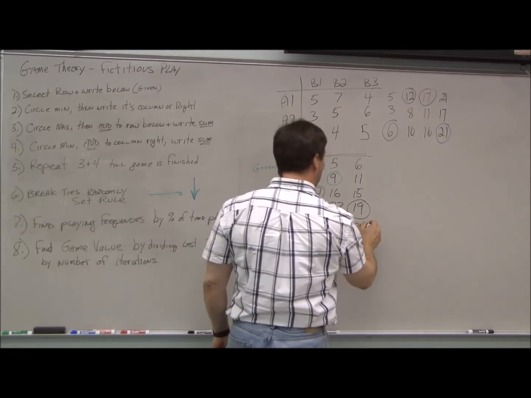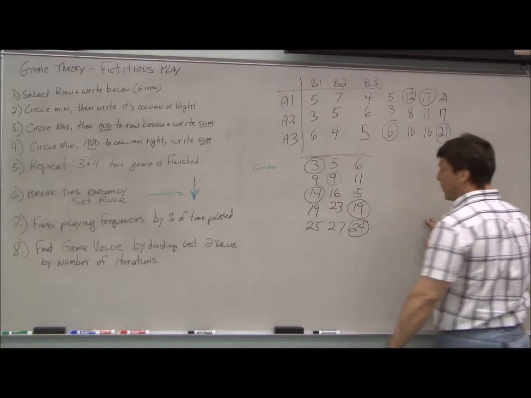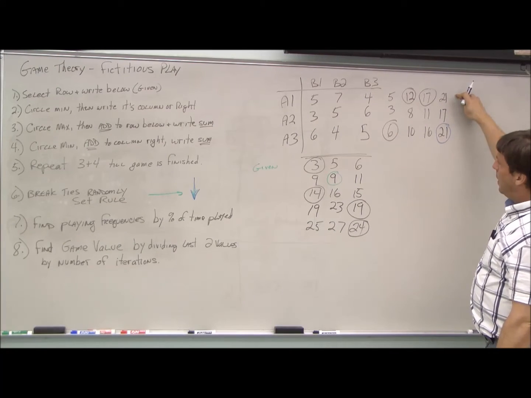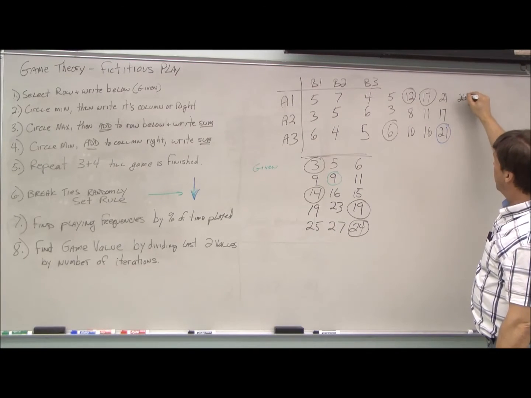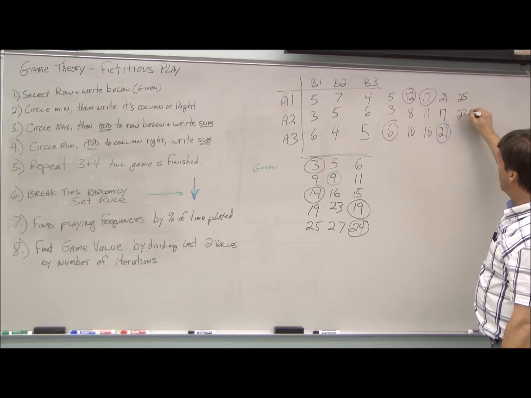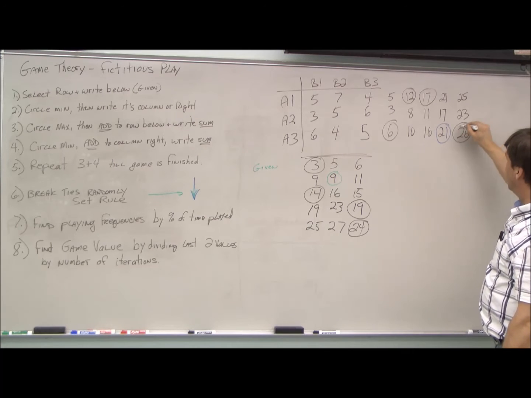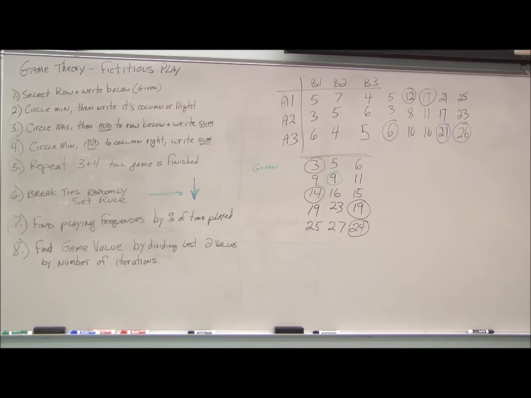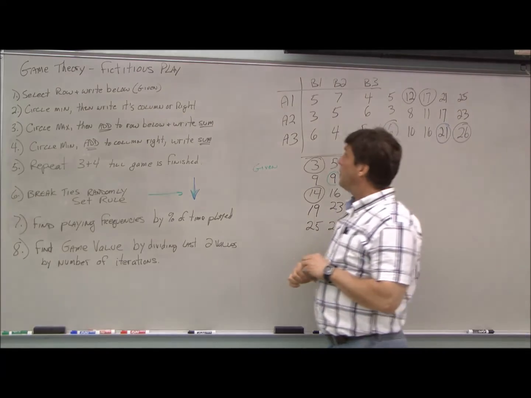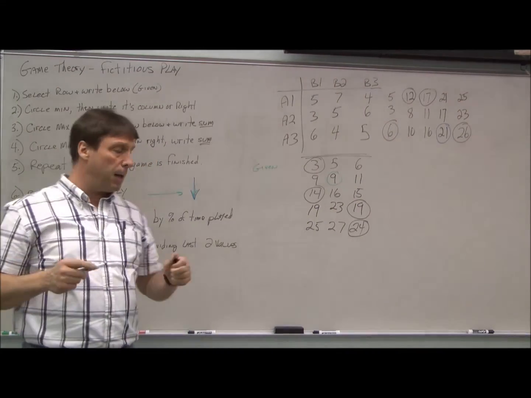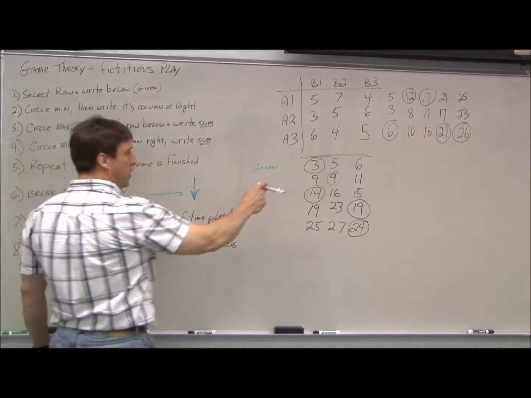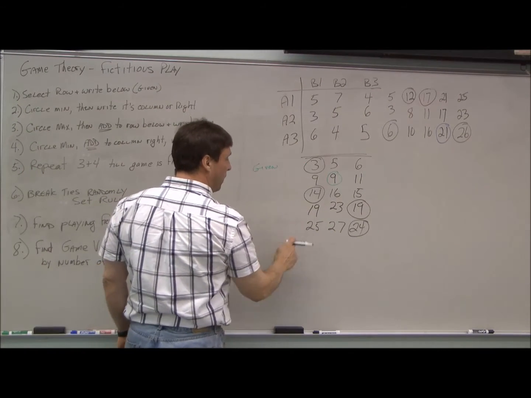Again, this is my last time through. I circle it. I take the column, so this is 25, this is 23, and this is 26. All right, so I gave you that I wanted you to go through this game 5 times. So we could figure out how much of the time each strategy should be played. We have 5 iterations, 1, 2, 3, 4, 5.